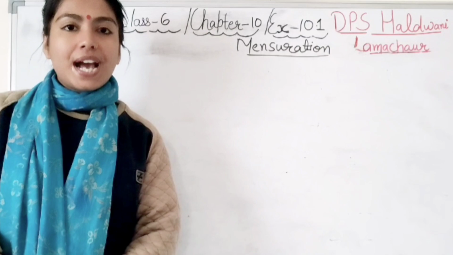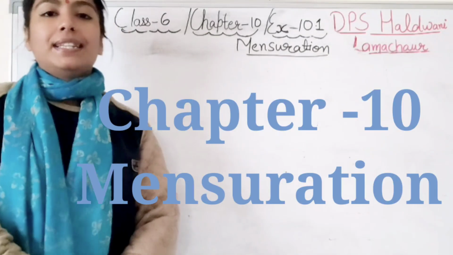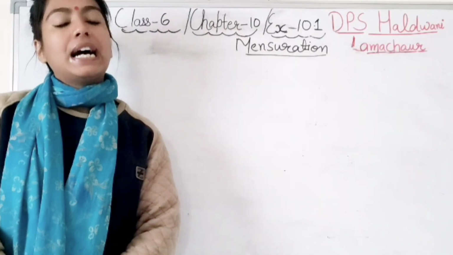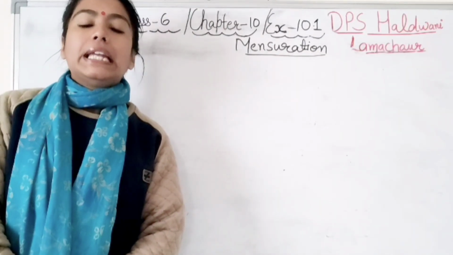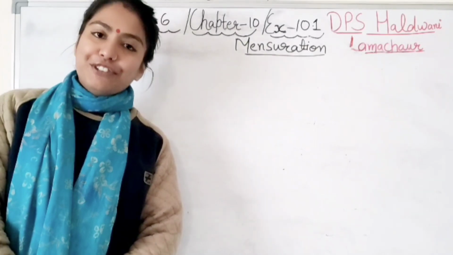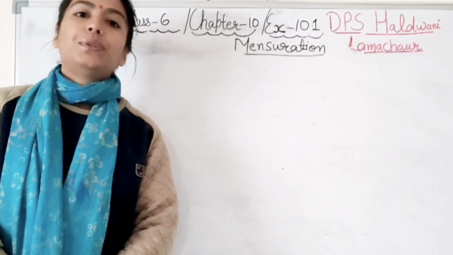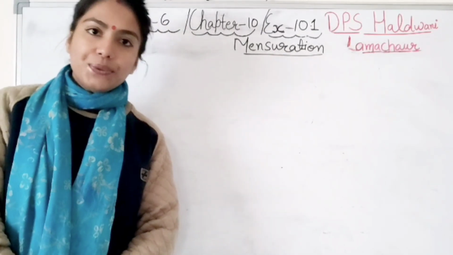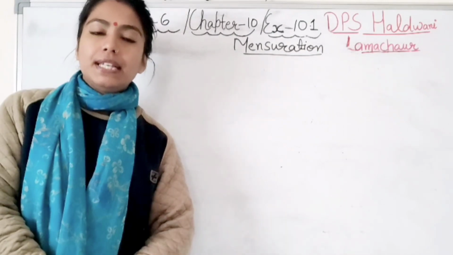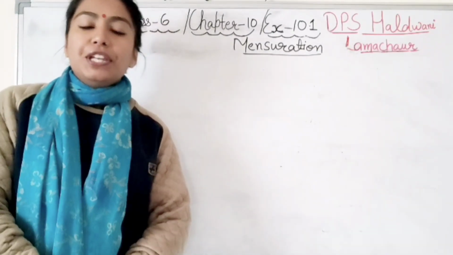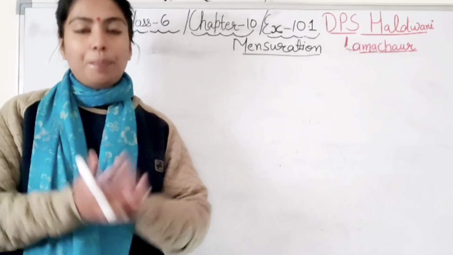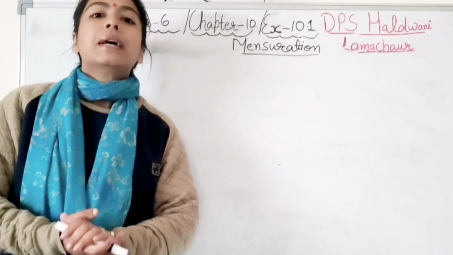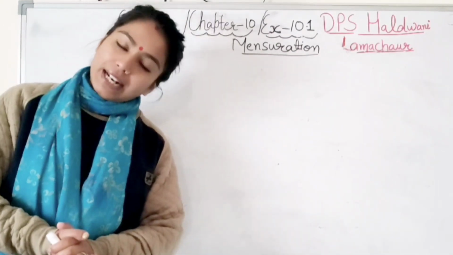Student, today we are going to start a new chapter, chapter 10, that is mensuration. The same chapter we have done in class 5 with the name area and its boundary, in which we have learned how to find out the perimeter and area for the given figure. Right student? Mensuration basically means measurement of any figure, plane figure, along the length, along the breadth. So mensuration means measurement of any figure, right student?